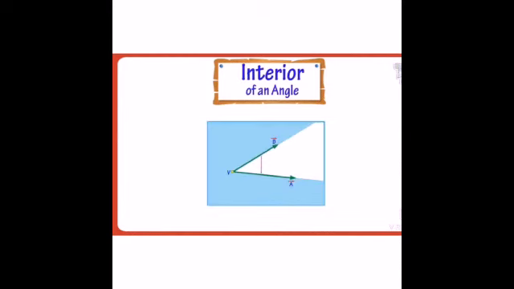Now, interior of an angle. The inside part of the angle is called the interior of the angle. Like here, the white part is the interior of the angle. Next, exterior of an angle. Here, the blue part is the exterior of the angle. The outside part of the angle is called the exterior of the angle. So in this way, interior and exterior of an angle.